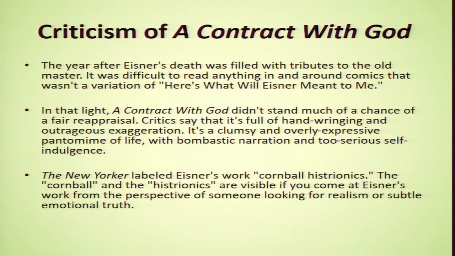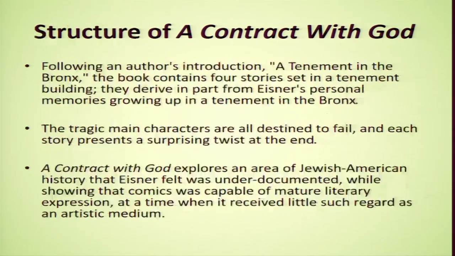Now you see that A Contract with a God mixes melodrama with social realism. Following an author's introduction, the book contains four stories set in a tenement building in the Bronx. They derive in part from Eisner's personal memories of growing up in a tenement in the Bronx, an intimate portrait of immigrant life in the 1930s. It is an homage to a vanished world, not a glorified past, however, but a past with all its faults and ugliness.